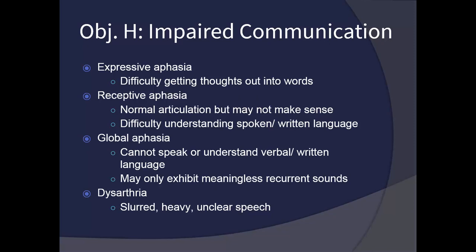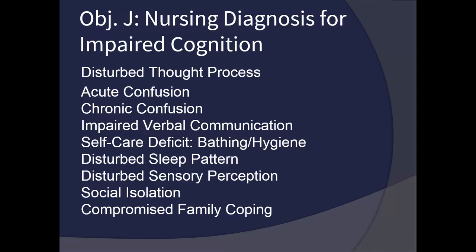So simple questions with simple answers rather than open-ended questions are helpful when communicating with patients with impaired communication, whether it's related to aphasia or whether it's related to dementia-type problems. There are many nursing diagnoses that could be appropriate for patients with impaired cognition, depending on their unique situation or level of impairment. This slide lists a few of them, but there's a lot more depending on what's going on with your specific patient.